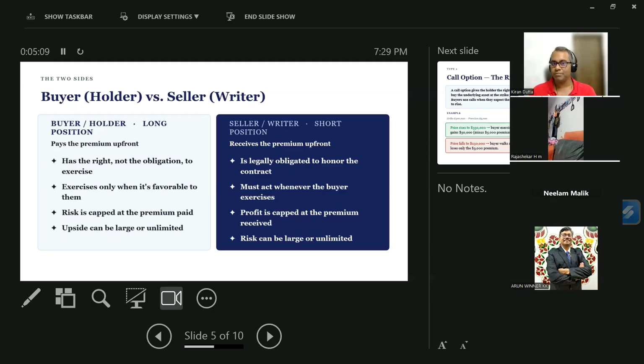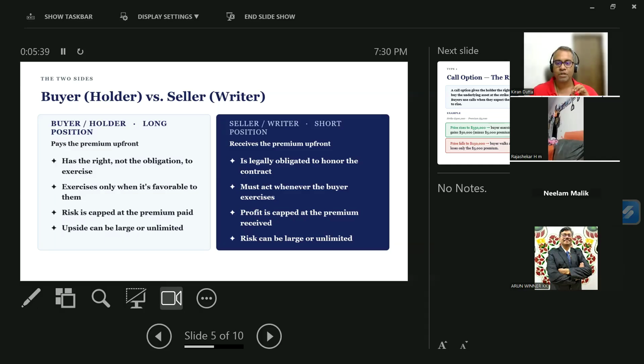Now let's come to the seller part. What does the seller do? The seller actually receives the premium upfront. What did we say here? Whenever the buyer says, okay, I will actually buy the property, the seller has to honor the contract. They cannot say, no, I'm not going to sell to you. They have to honor the contract at any cost. They are legally obliged to honor the contract.